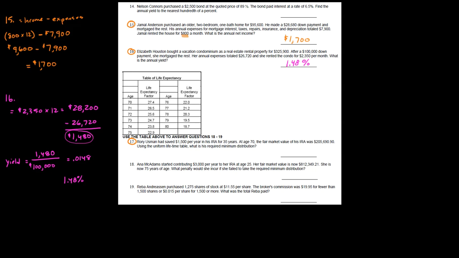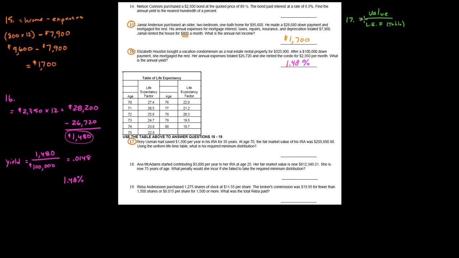Rory had saved $1,500 a month for 35 years at 70. The fair market value of the IRA was 205,690.90. Using the uniform lifetime table, what is the required minimum distribution? So remember, to find the required minimum distribution, you take the value of the account and divide it by the life expectancy factor from the table.